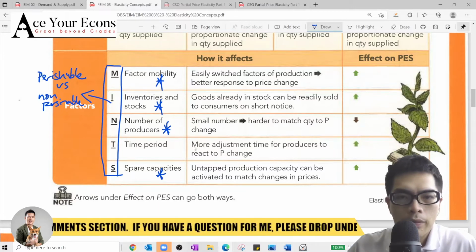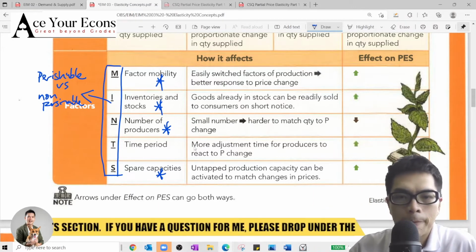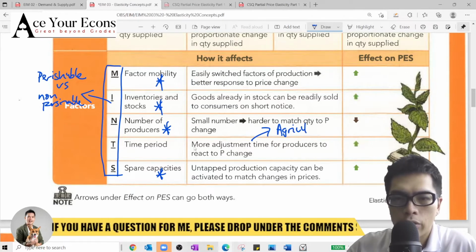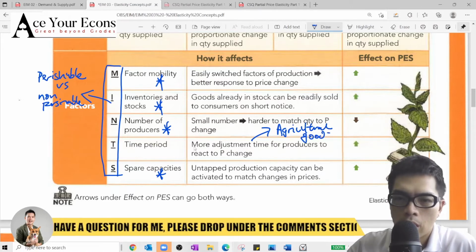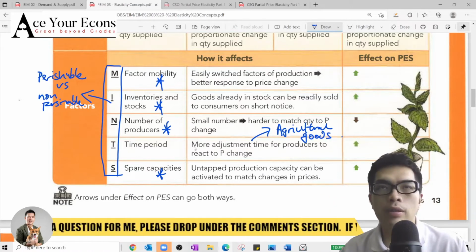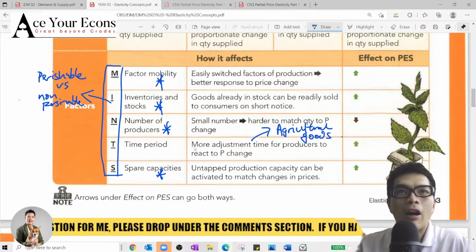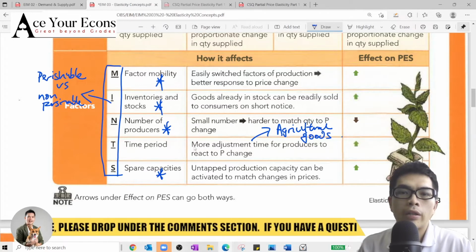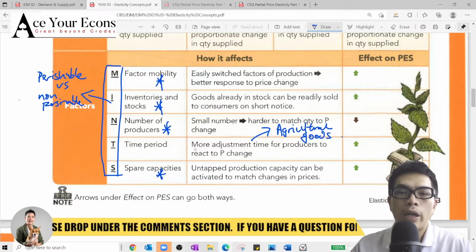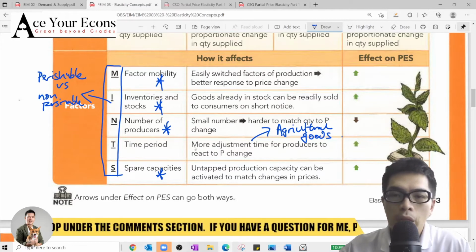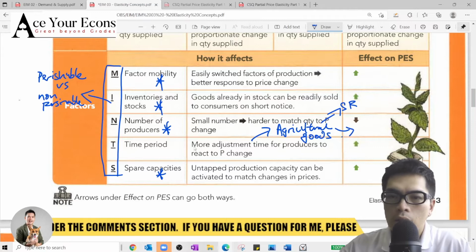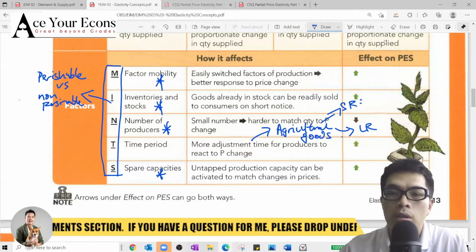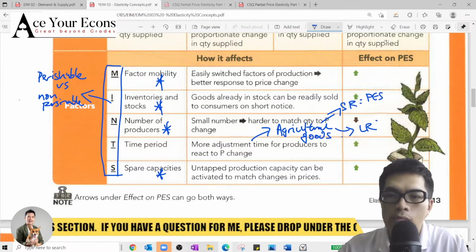All right, time period. We can also have two perspectives here. The first perspective is the easier approach. We can look at agricultural goods. We are looking at how fast you can produce agricultural goods. So, for instance, if we look at durian, in the short run and in the long run, what can we conclude about the PES size? Remember, time period is always short run and long run.